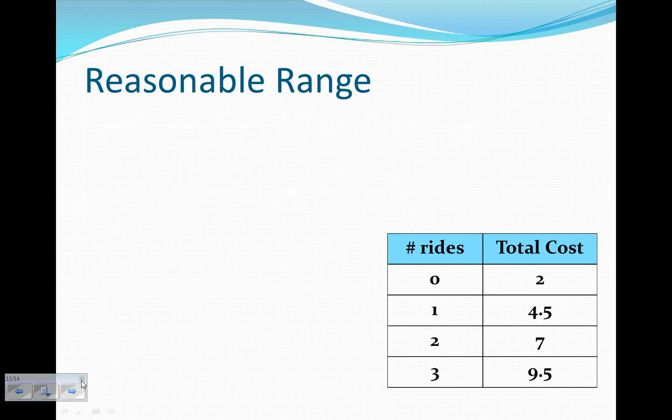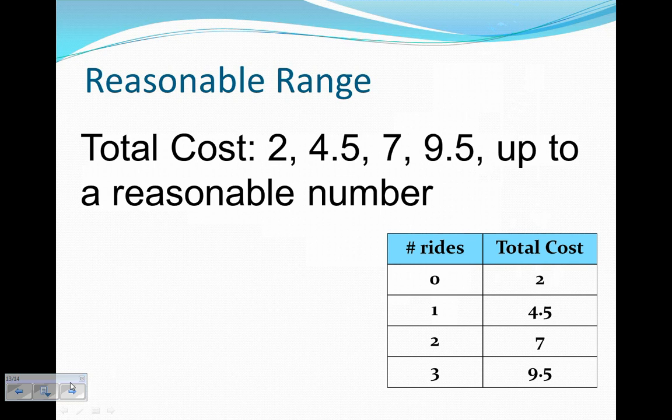Reasonable range. What is the smallest amount you have to pay? Range is the y. y is the total cost. What is the smallest amount you have to pay? You have to pay $2 to get into the park. Okay, and then after that it's $2.50 for each ride. Again, you're not going to just spend $6 because it's not going to get you on a ride. You're either going to spend $2, $4.50, $7, $9.50. Okay, you can't even spend $0 because you have to get in. So your reasonable range is the total cost: $2, $4.50, $7, $9.50, up to a reasonable number.